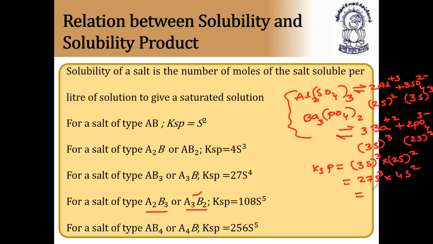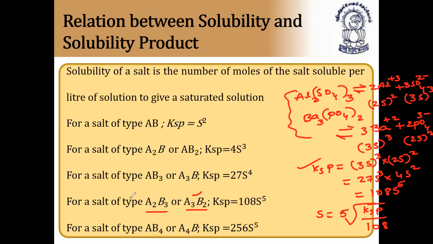So this becomes 108 S power 5, because 27 into 4 is 108. Usually for this type of salt, they'll ask only the formula, no need to substitute also. And how to find solubility? Solubility is equal to the fifth root of Ksp by 108. So please note down this type of salt. Here no derivation is given, so I'm deriving the formula also.